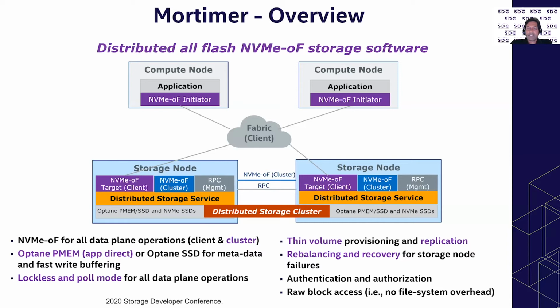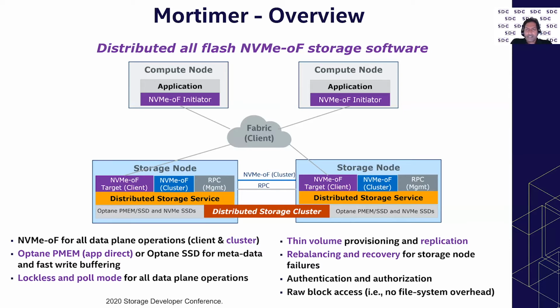If there is a failure on a storage node, obviously we need to be able to recover the data from the failed storage node by reinitiating the replication from the surviving storage node onto another node in the cluster. So rebalancing and recovery is an integral component of a distributed storage cluster, which needs to be implemented in Mortimer as well.